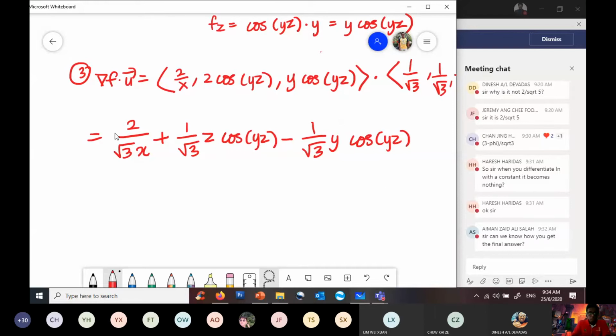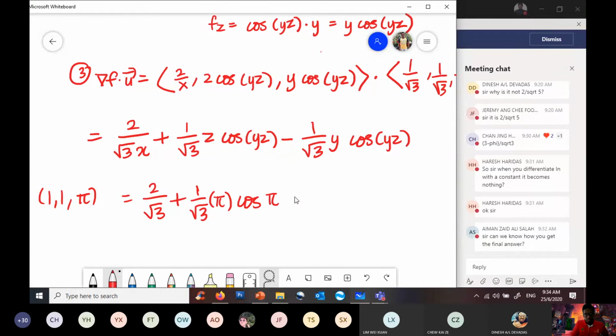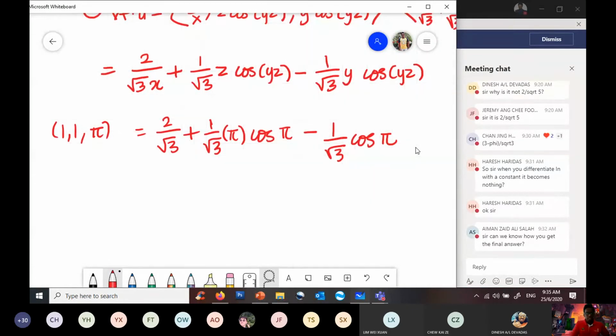So next I put in my coordinates, 1, 1, pi, according to the question. So my x is 1, y is 1, z is pi. X is equal to 1, so the whole front part becomes this, 1 over 3. Z is equal to pi, so it becomes pi cos yz. Y is 1, z is pi, so it becomes cos pi. Minus y is equal to 1, so no changes. But the cos, y is equal to 1, z is equal to pi, so 1 times pi is pi. So this is what I have to try to solve.